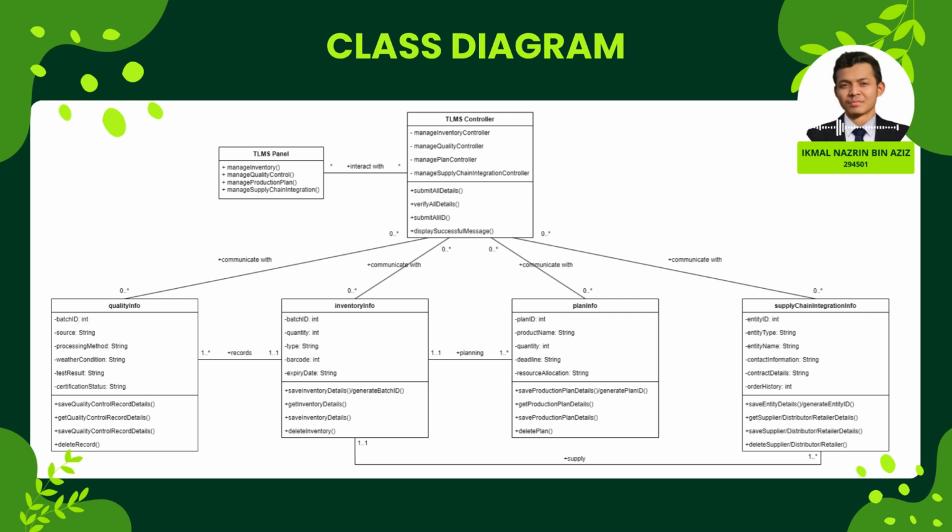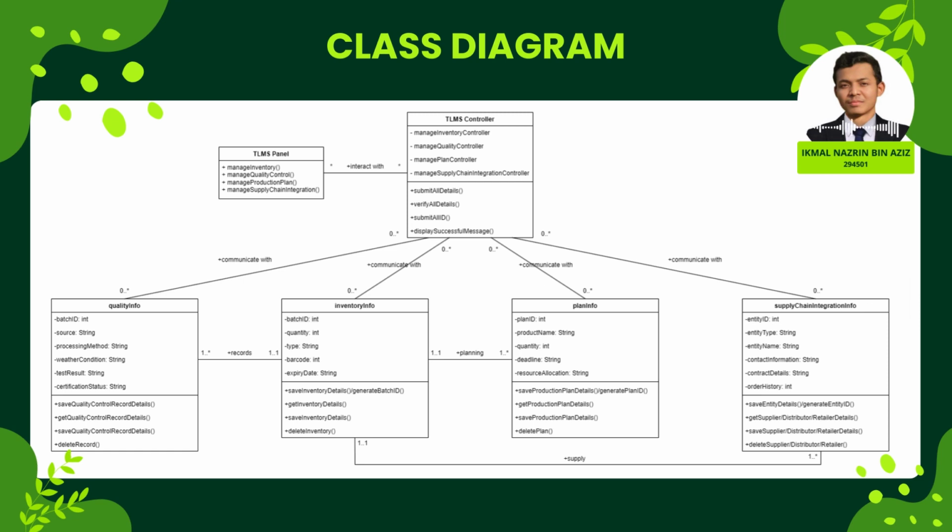The TLMS controller communicates with all other controllers, sending commands and receiving data. The TLMS panel interacts with all controllers to display information and receive user input. Each controller interacts with relevant data classes. Inventory info stores information about the leaf. Quality info stores quality control data for each batch. Production plan info contains data about production plans. Supply chain integration info holds information about suppliers, distributors, and retailers.